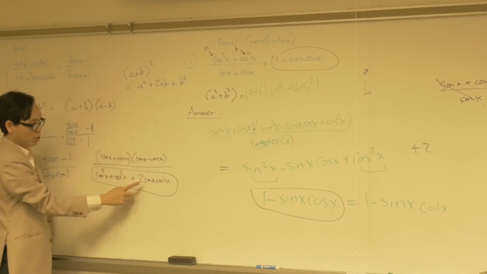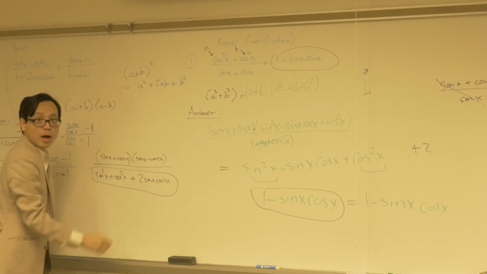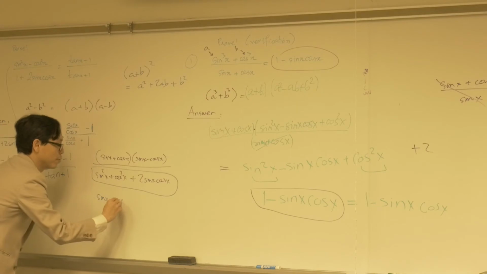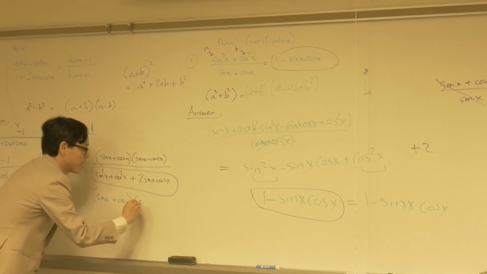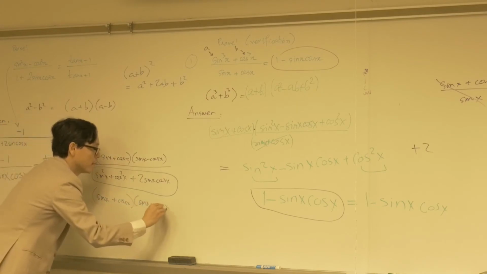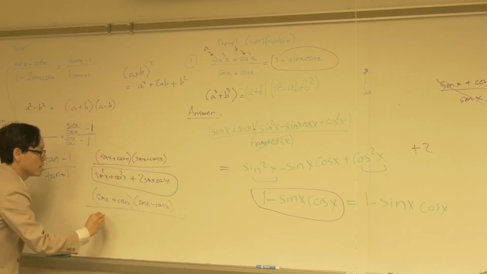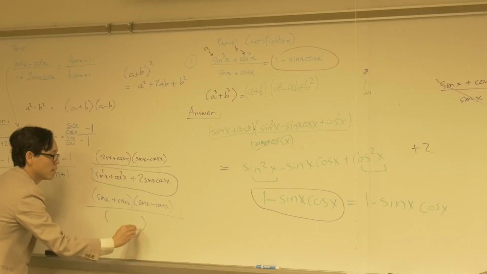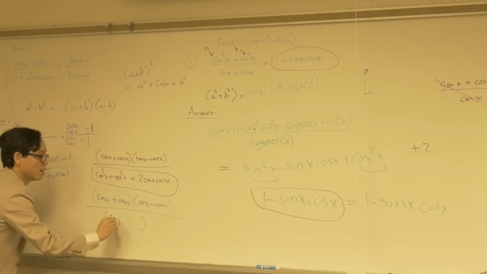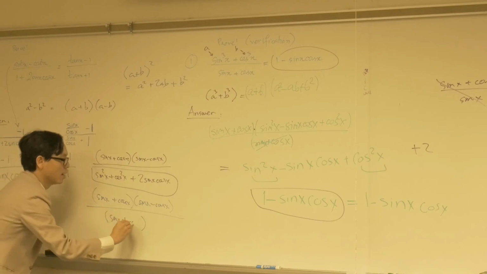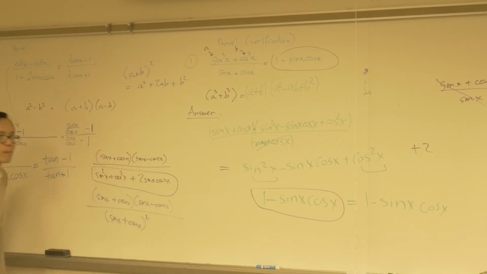Plus 2ab. So I can write the bottom. Let me rewrite the top first. We don't touch the top, so I just rewrite it. So the bottom I can write it as, anyone can help me? Sine x plus cosine x, squared.